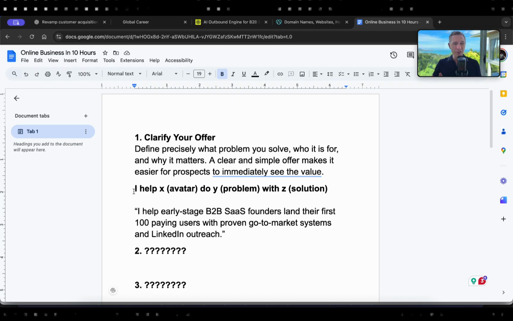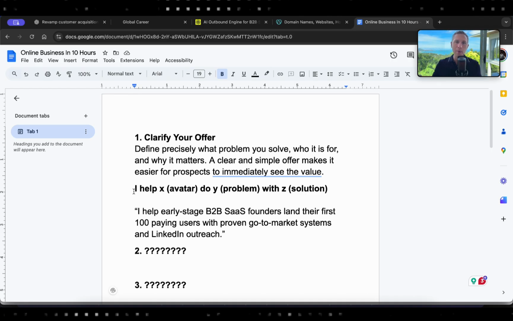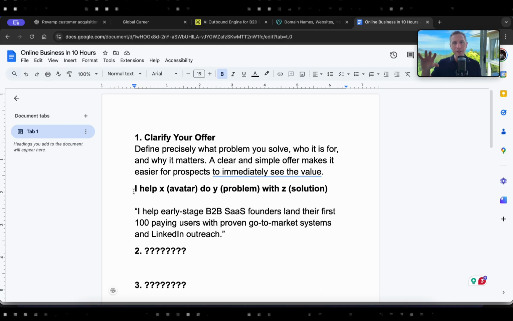I help X. That's your avatar, the person. I help plumbers, okay? Plumbers in Missouri. Maybe it's plumbers in Missouri that have over 10 teammates. So you have to have the internal avatar and the external avatar. And so basically what you want to do is, what is the problem that you're going to help them with? That's going to be the main thing that they're having.